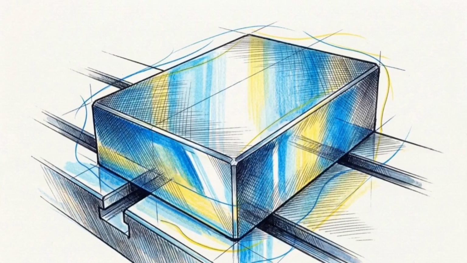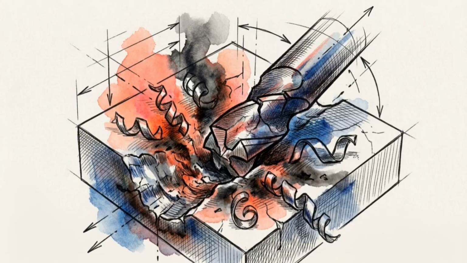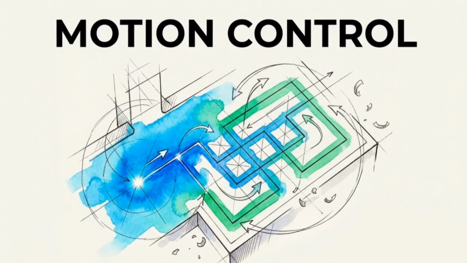You load a tool, write the G-code, and press start. Sometimes you get a perfectly smooth mirror finish. Other times, the machine chatters, the material burns, or the tool snaps in half. The difference between a perfect cut and a scrapped part comes down to how you control motion.